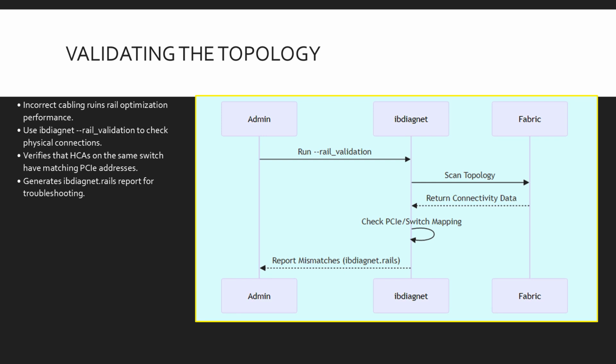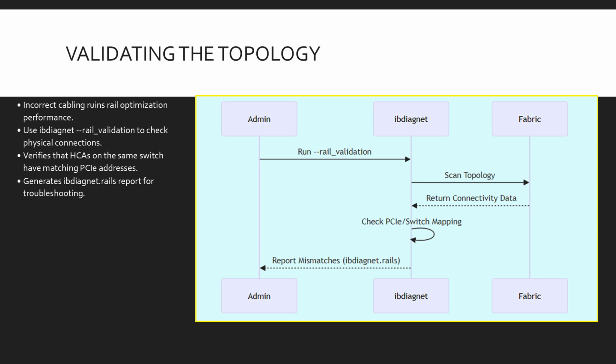A rail-optimized design is useless if cabled incorrectly. If a cable crosses rails inadvertently, performance degrades significantly. We use the tool ibdiagnet with the rail_validation flag to automatically verify cabling. It checks that all nodes connected to a specific leaf switch are using the correct matching HCA, identified by PCIe address. It produces a report file, ibdiagnet.rails, identifying any miscabled links so you can fix them before running workloads.